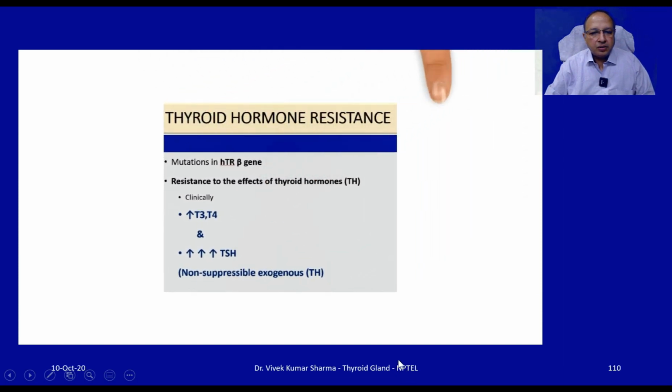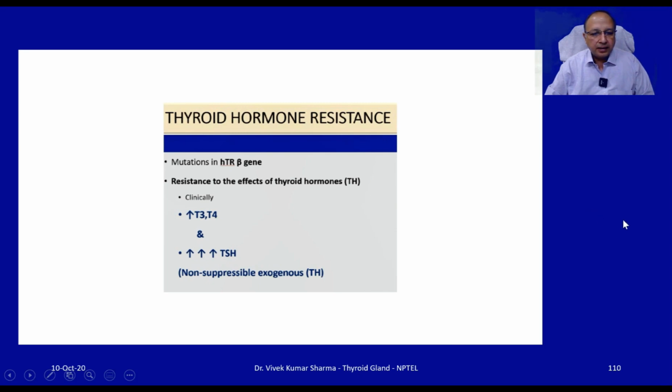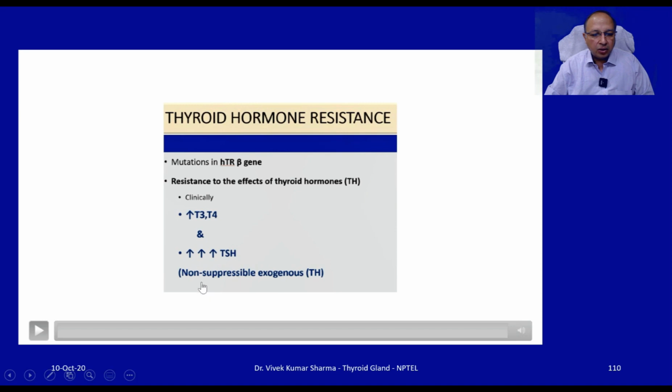Hypothyroidism can also be due to another condition like thyroid hormone resistance, where there is a mutation within the THR beta gene and resistance to the effects of thyroid hormones due to abnormality of the receptors themselves. Clinically, the T3 and T4 will be raised and TSH will be highly raised. So that is a non-suppressible exogenous thyroid hormone picture.